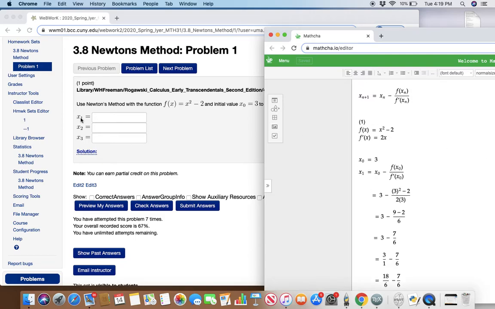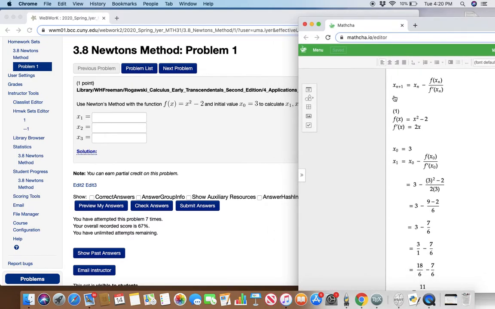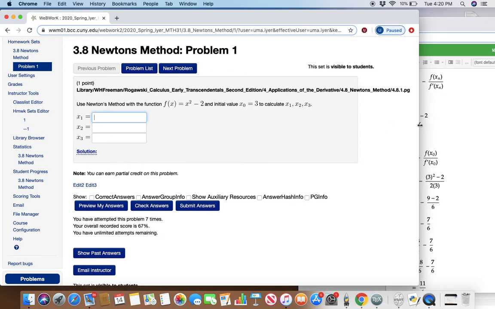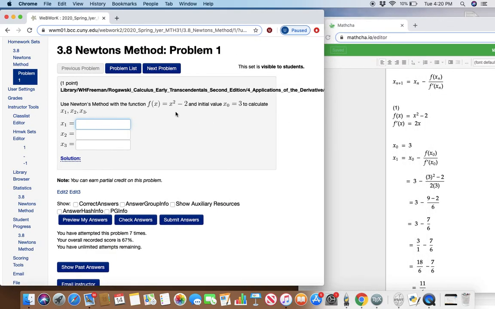To find x1, you need to plug in x0 in the right hand side. So x0 will go there. f of x0 will go on the top and f prime of x0 will go on the bottom. All right. So let's see. Without doing anything by hand, let's see how this looks on WebWork. I'm going to plug in x0 in this expression to get me x1.